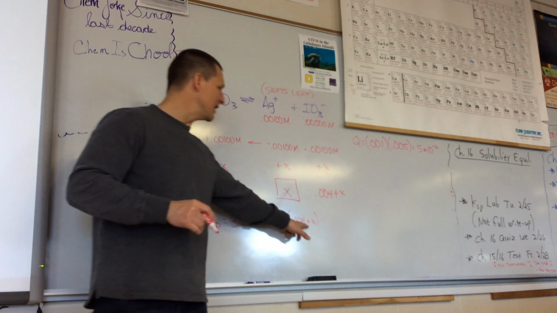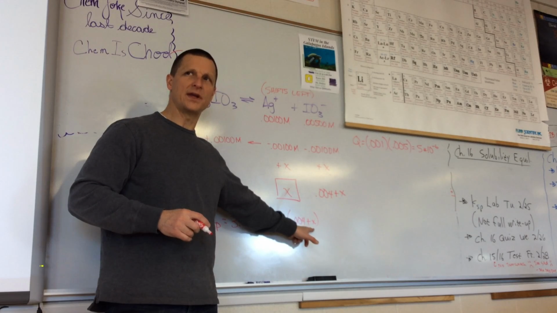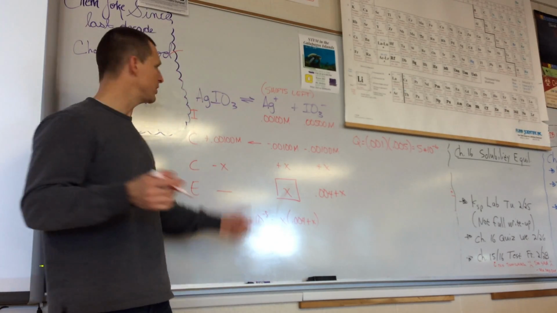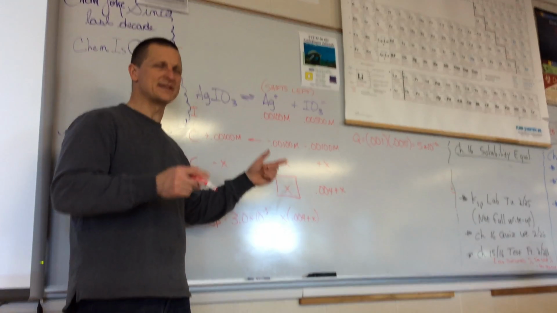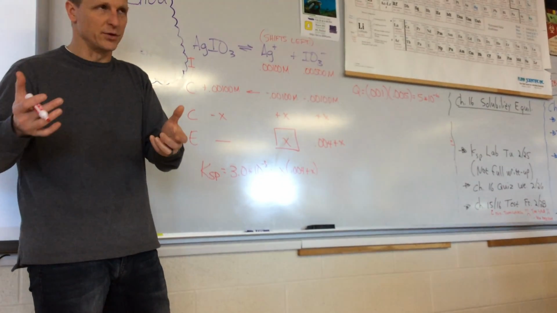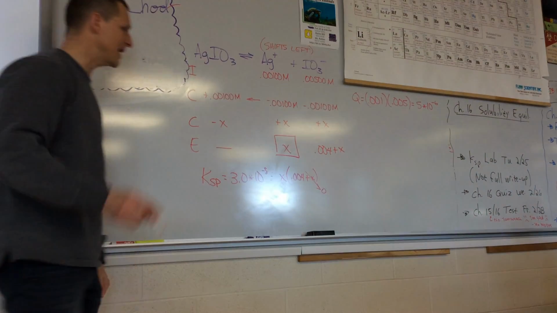Now, can we neglect that plus x term? We can. We can neglect it, because x is going to be really small. You can see the K value is really small. So that means it only shifts to the right a little tiny bit. Even though 0.004 is not real big, the x term is going to be negligible compared to that. So neglect the plus x term, and now finding the x value is really easy.